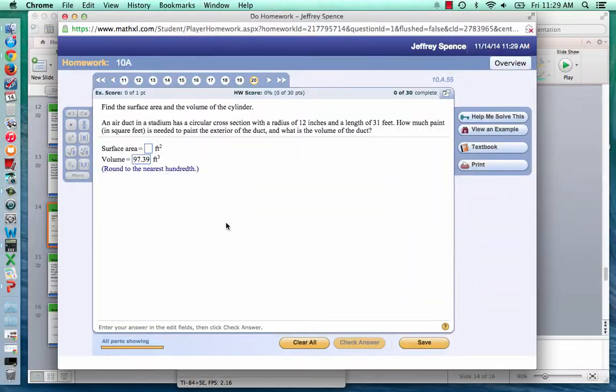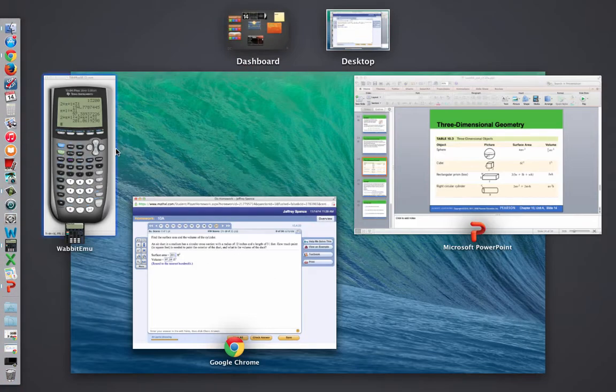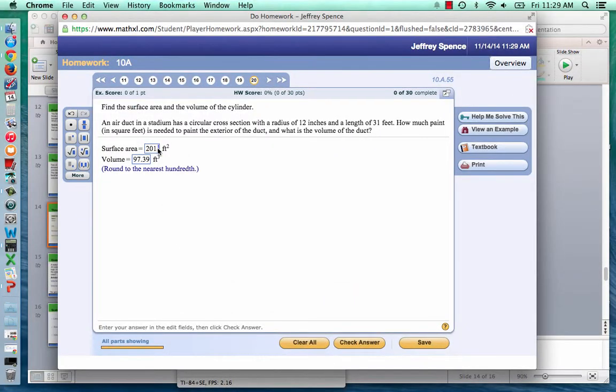Hopefully this is right. 201. Let me double check. 0.06. Interesting. Yeah, I would say that I don't really like this answer, but an air duct, I guess, has caps at the end, which is kind of stupid.